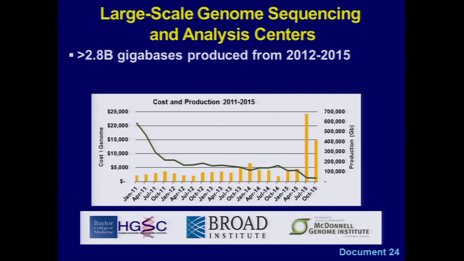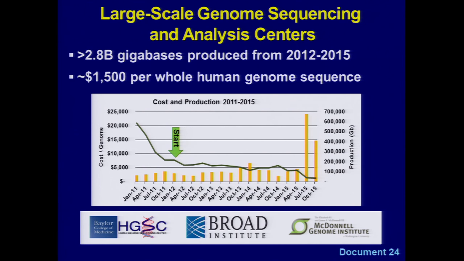2012 through 2015 interval. Quarterly production figures can be seen on this graph, with the green arrow there indicating the start of the most recent iteration of the program in fiscal year 2012. Now, costs currently sit at about $1,500 for a whole human genome sequence, including initial automated analyses through variant calling.